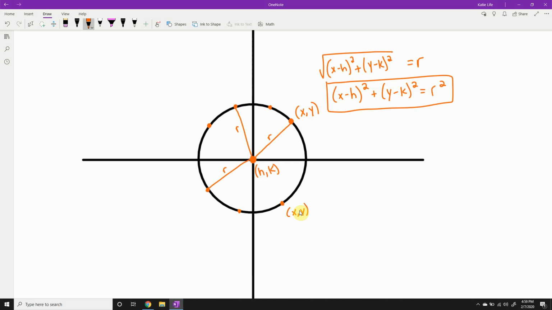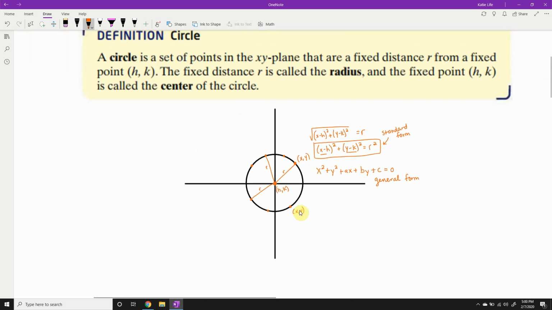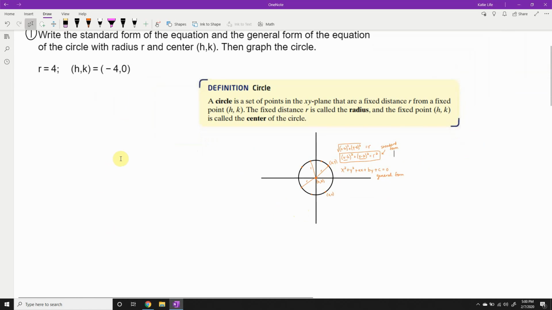Now, the general form comes from just expanding out this standard form. So if we did the FOIL on each one of these quantities, that's what we would call the general form of the equation. So it's written something like x squared plus y squared plus ax plus by plus c equals 0. We would combine like terms: all the x's would go together, all the y's would go together, all the constants would go together, and again, we would call this the general form for the equation of a circle. This one in the box here is what we call the standard form. Okay, so let's zoom back out and tackle our problem.